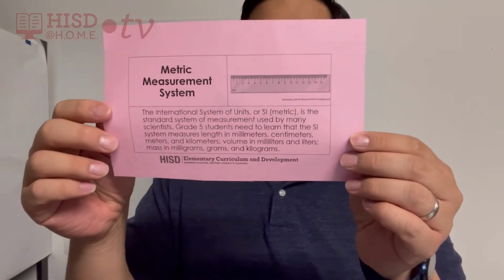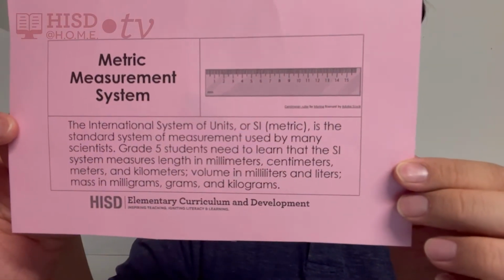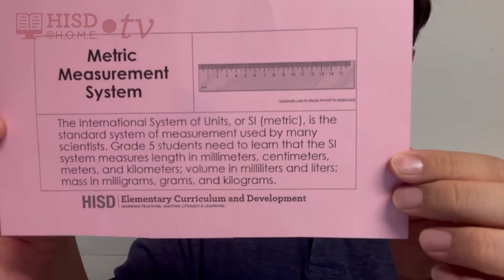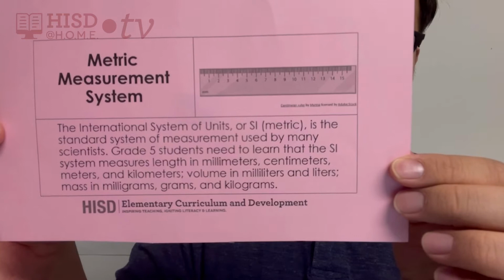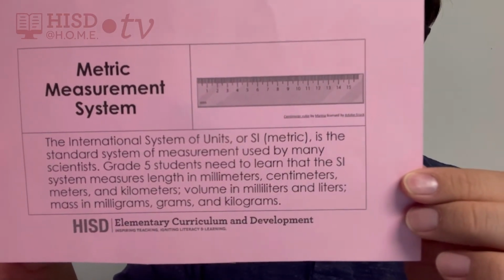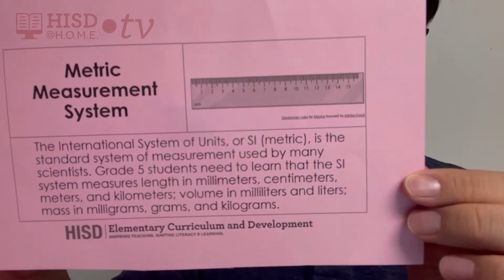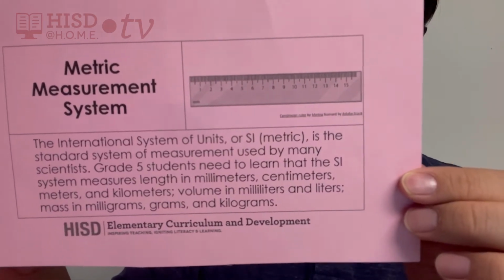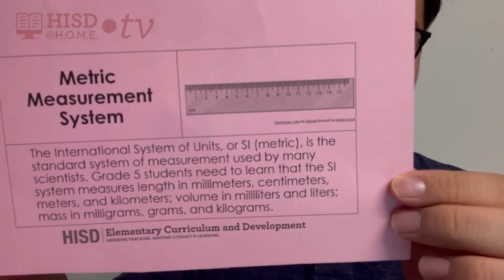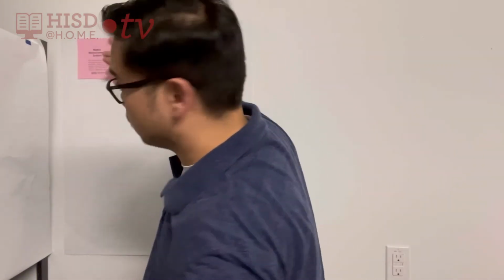It is the metric measurement system. The International System of Units, or SI metric, is the standard system of measurement used by many scientists. The SI system measures length in millimeters, centimeters, meters, and kilometers, volume in milliliters and liters, mass in milligrams, grams, and kilograms. Metric measurement system. And that's what they use all around the world.